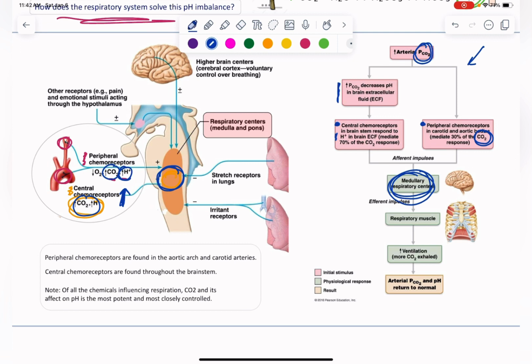Well, they're going to increase their firing of action potentials to the respiratory muscles, which is going to increase ventilation. It's going to increase the rate and the depth of breathing. And what's the whole point of that? Well, by increasing ventilation, we're exhaling more CO2. And that's going to bring arterial CO2 and pH back to normal.